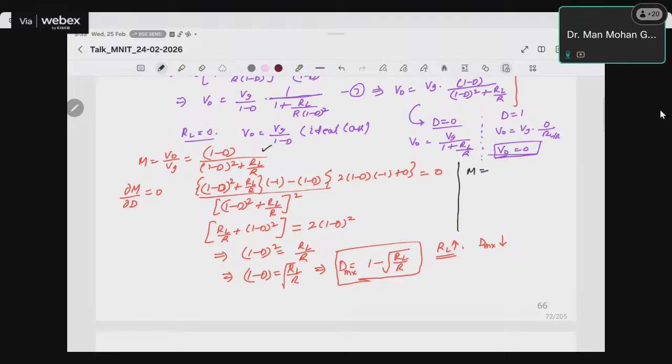M equals 1 minus D, which is square root of RL upon R, divided by RL upon R plus RL upon R, right? In the numerator it is square root of RL upon R, and in the denominator it is 2 RL upon R. So it becomes 1 by 2 square root of R upon RL. There is some mistake actually, but that is okay.